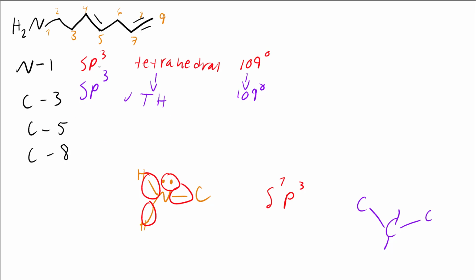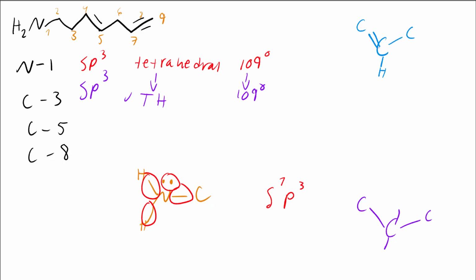And this carbon 5. So what's here? That carbon 5, it looks like this. Carbon double bonded to another carbon and bonded to another carbon. Okay? So how many bonds do we have? We have 1, 2, 3. Carbon always wants 4 bonds, so we have a hydrogen right there. But this is not sp3.